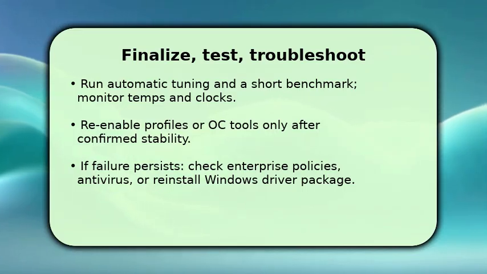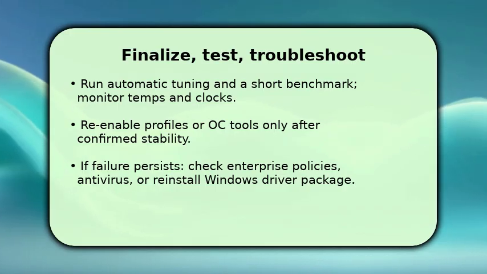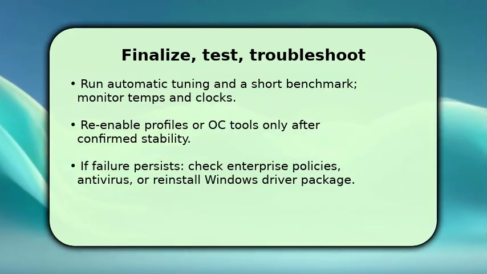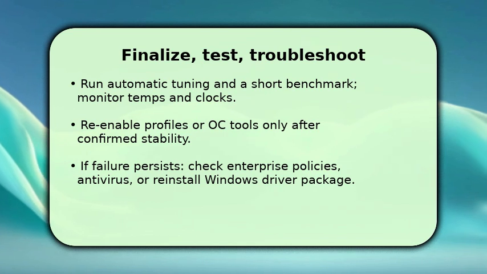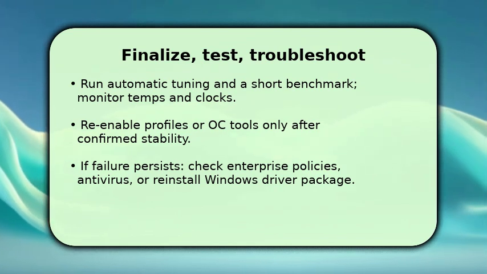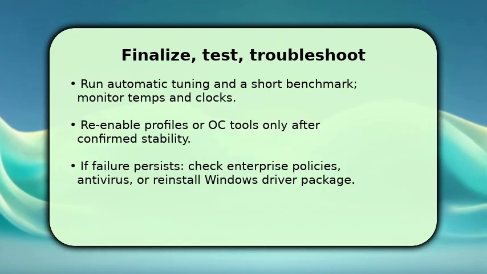If tuning still fails, one key troubleshooting tip is to check for group policies, antivirus blocks, or enterprise management tools that may disable Nvidia telemetry or service startup. Removing that block usually restores automatic tuning.